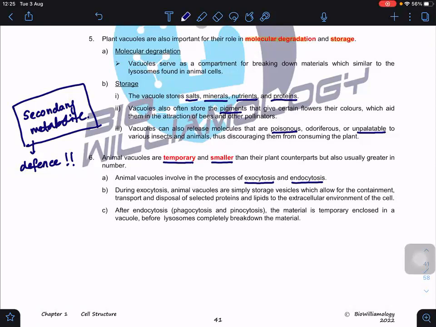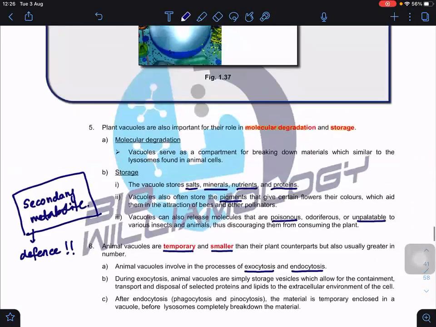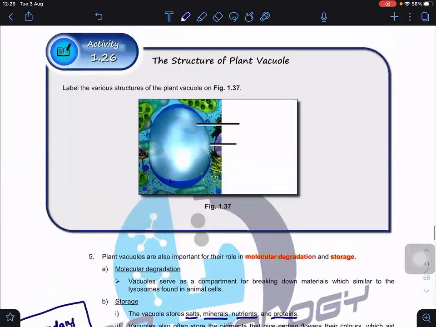Okay, a transport vesicle is one of the types of vacuole. After endocytosis, the material is temporarily enclosed in the vacuole before the lysosome can completely break down the material, and this vacuole we also call a vesicle. Okay? So now take 1 minute to look at your records.